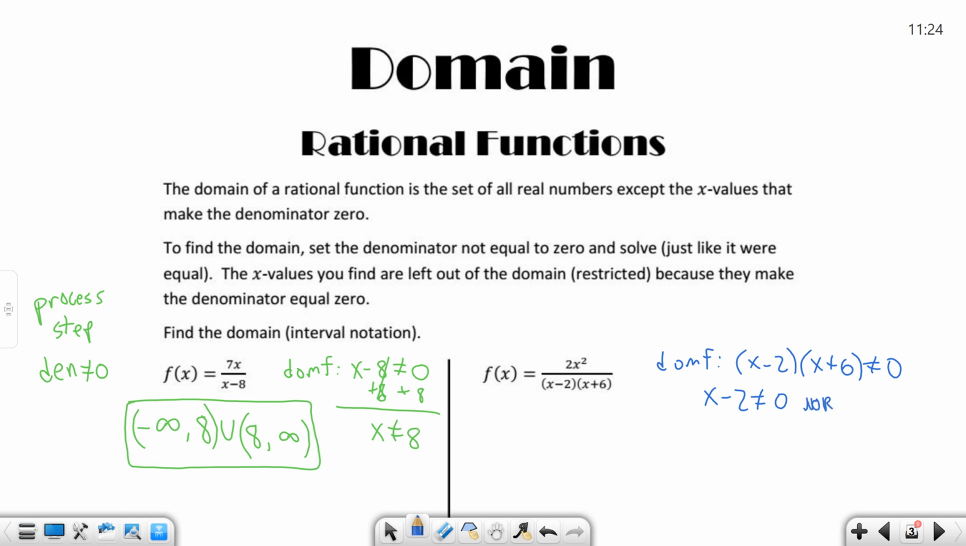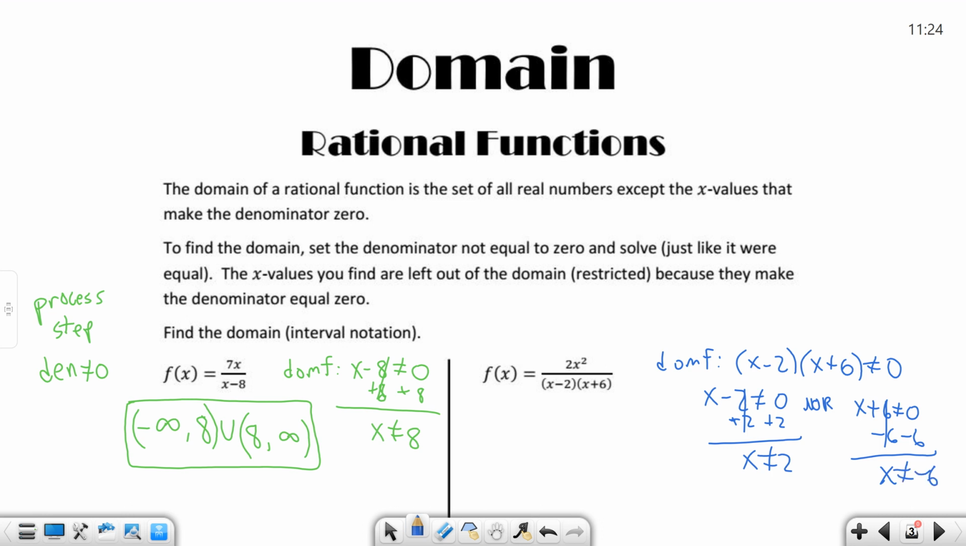And someone told me I need to put nor here, not or. So x minus 2 cannot be 0, nor can x plus 6 equal 0. All right? So then I'm going to add 2 to both sides. So x cannot equal 2. And over here we're going to subtract 6. And so x cannot be negative 6. So here I'm leaving out how many numbers?